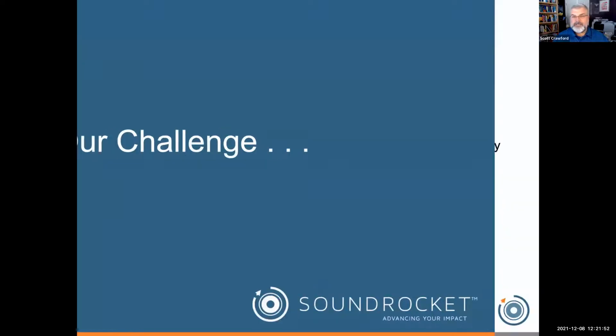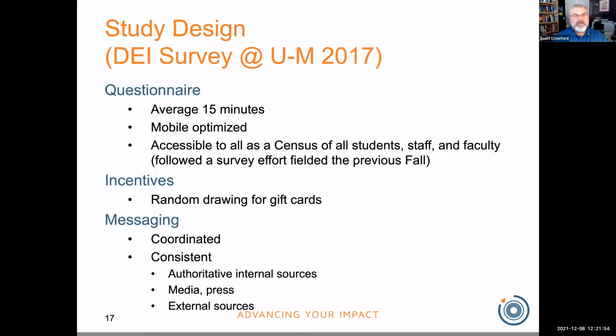So our challenge here: back in 2016, 2017, we had the opportunity to work with the University of Michigan to conduct its first large DEI survey. Those of you who are familiar with the university probably got an email from me back then. You got an email from me in the past several months as well. We're doing the second data collection on that right now.